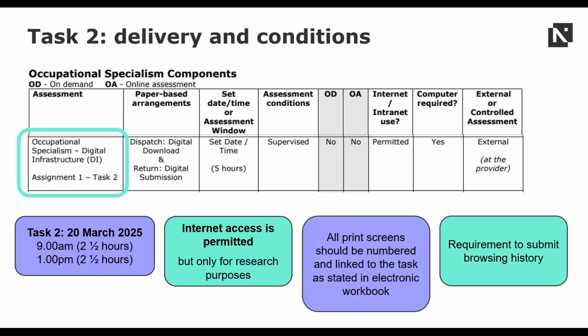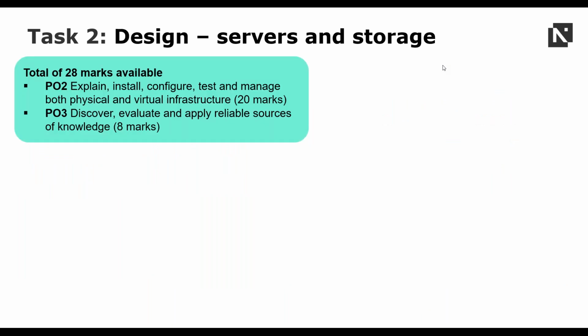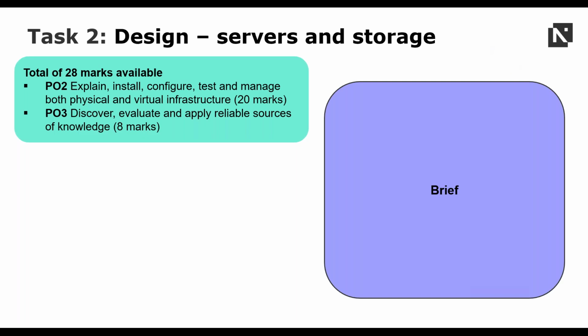will need to take print screens as they did for task 1. There's also a requirement for them to submit their browsing history for this. And then moving into the task in more detail, the marks awarded and how they relate to the performance outcomes can be seen on the screen now. And I'm going to go back to James to ask about what the students would normally do for this task, please.